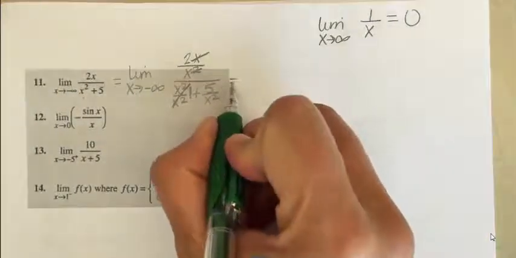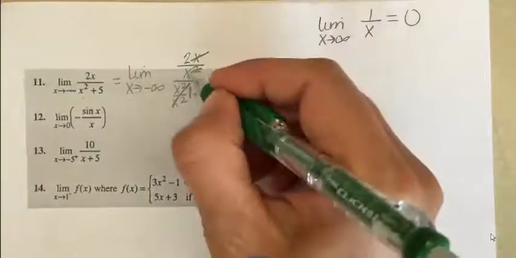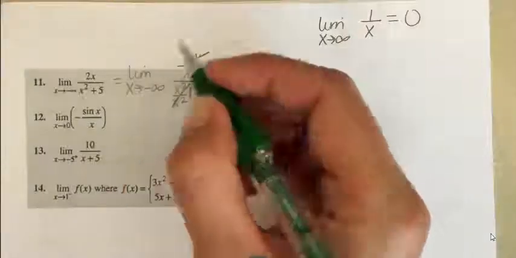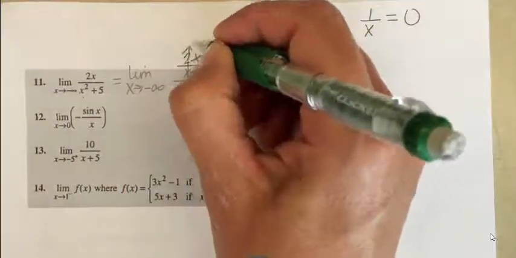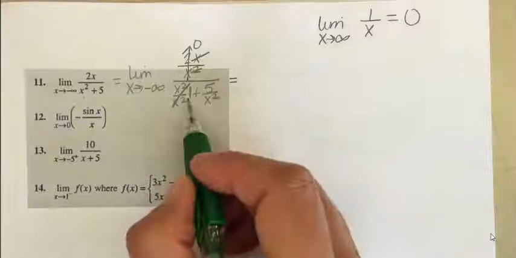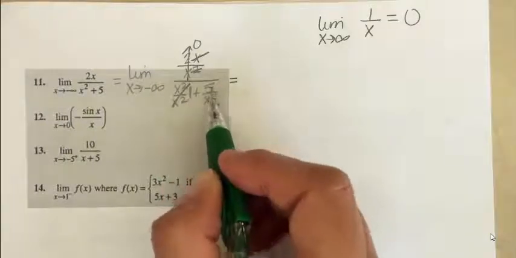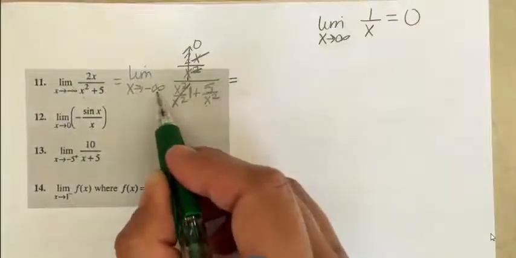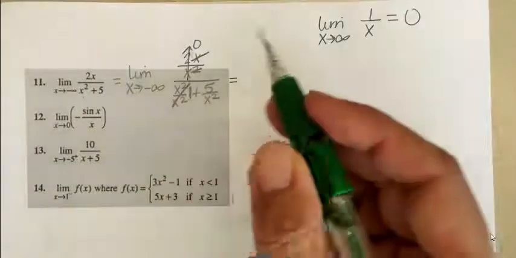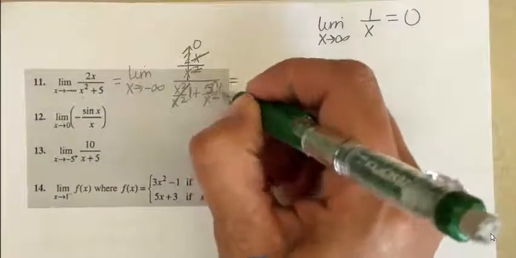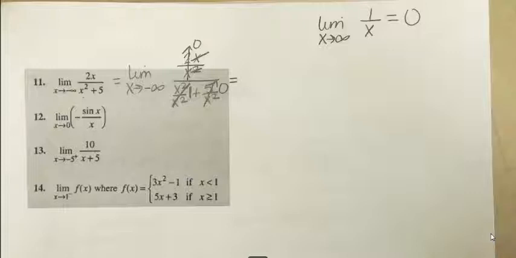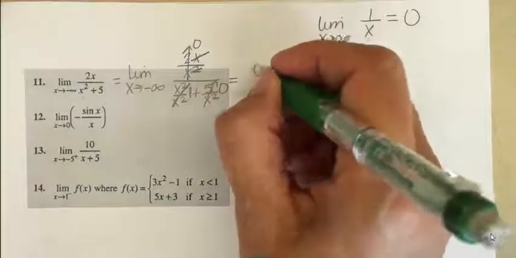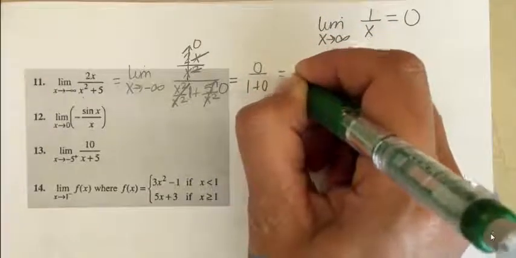So, this limit then, well, 2 divided by x, as x is going to negative infinity, this whole thing is going to 0. This is going to 1, that's great. This whole thing, 5 over x squared, again, as I square infinity, it's just getting larger and larger and larger. So this thing's also going to 0. Okay, so I'm going to really end up with 0 over 1 plus 0, which is 0.